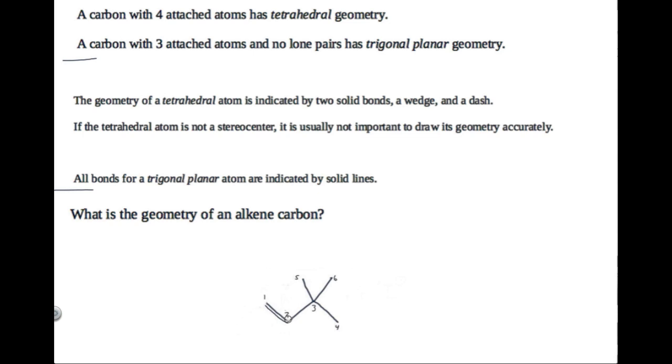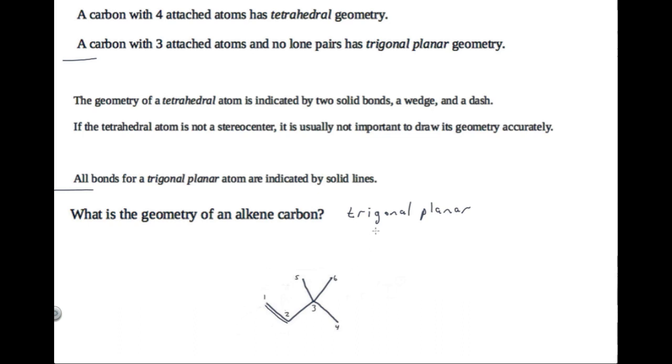Carbon 2, the other alkene carbon, also has 3 attached atoms and no lone pairs. The 3 attached atoms are carbon 1, carbon 3, and a hidden hydrogen. We can figure out the number of hidden hydrogens by remembering that each of these neutral carbons should have 4 bonds total. So we would imagine that those alkene carbons have 3 attached atoms and no lone pairs, so they should all be trigonal planar. So that's the answer to this question. An alkene carbon is trigonal planar.